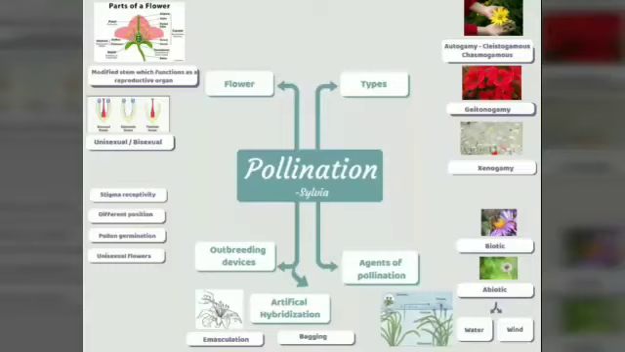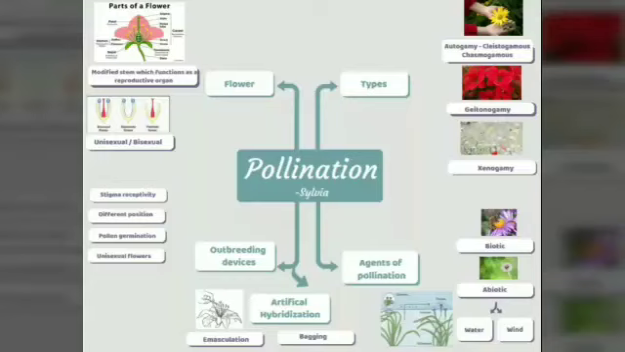Types of pollination. Autogamy. It is a type of pollination in which the pollen grains from the anther of a flower are transferred to the stigma of the same flower. For example, wheat, rice and pea. Next type is geitonogamy. It is a kind of pollination where the pollen grains from the anther of a flower are transferred to the stigma of another flower borne on the same plant but on a different branch. It is seen in cucurbita.